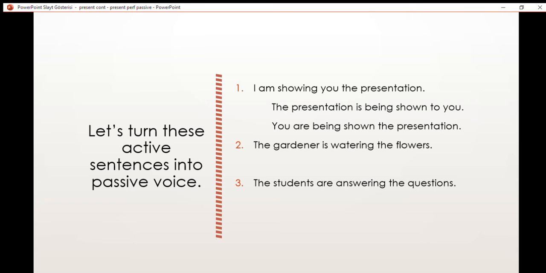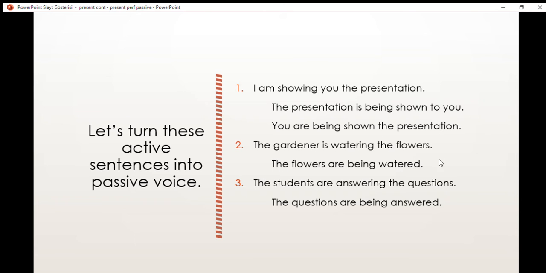Number 2, the gardener is watering the flowers. The flowers are being watered. And number 3, the students are answering the questions. The questions are being answered. You see, none of them, right here, number 1, number 2, number 3, I'm talking about passives, of course, they don't have by someone here. Not because of the tense, but because it doesn't make any sense to add it.